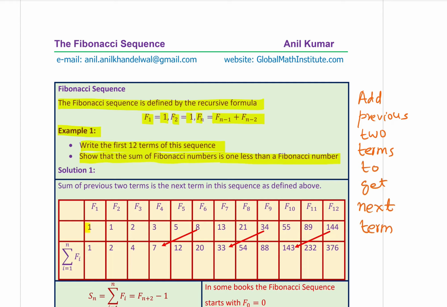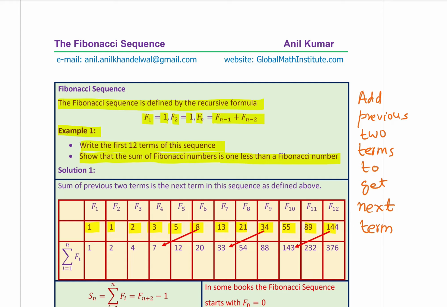We begin with the two numbers 1 and 1, and when we add them, what do you get? 1 plus 1 is 2. And then you add 1 and 2 to get 3. 2 plus 3 is 5. 5 plus 3 is 8. And then continue this operation, getting all the numbers up to 12.